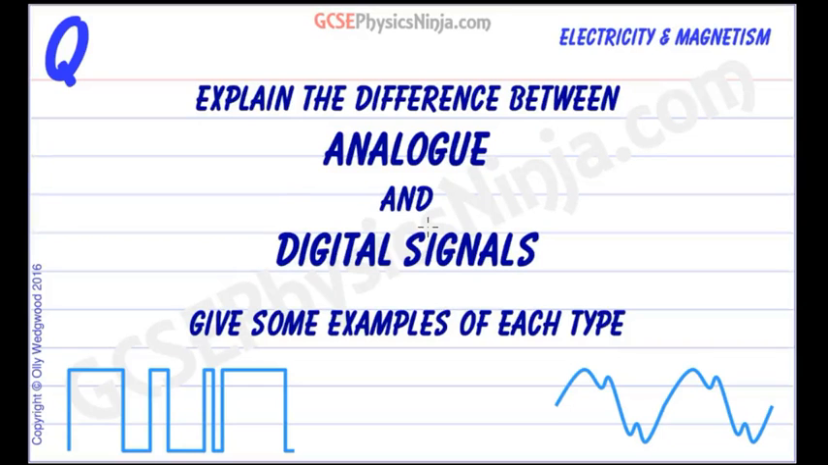Explain the difference between analog and digital signals. Give some examples of each type.